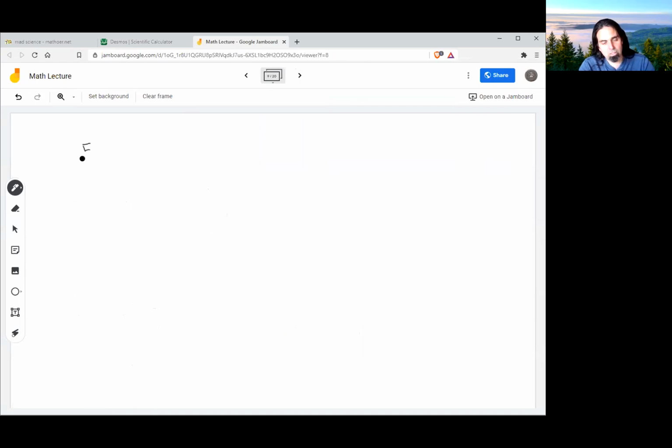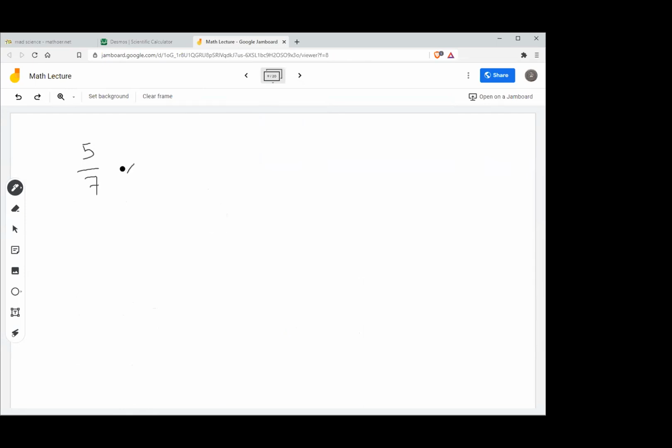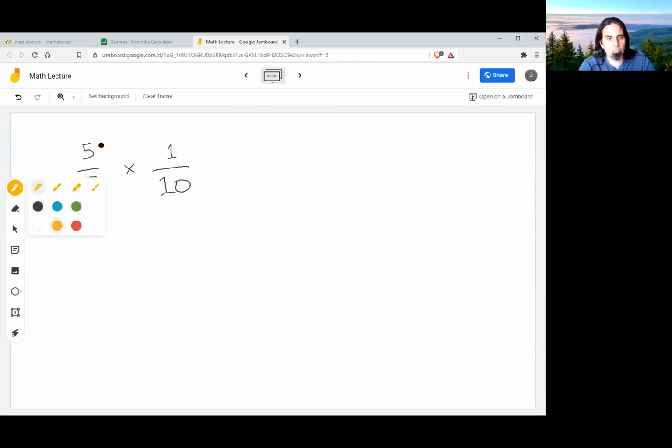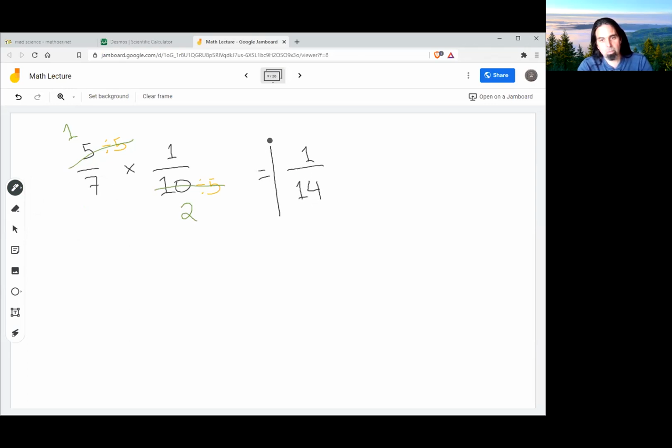So 5/7 times 1/10. So I could do my divided by 5 top and bottom here. 5 divided by 5 turns into 1. 10 divided by 5 turns into 2. And then when I multiply, 1 times 1 is 1. 7 times 2 is 14. And I get the same answer, and there's no 70 anywhere on the page.